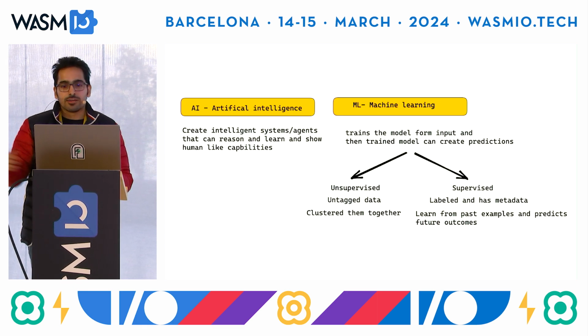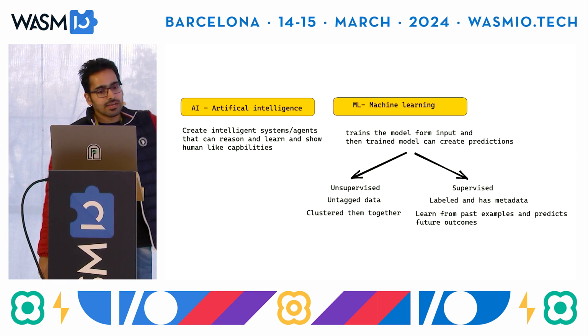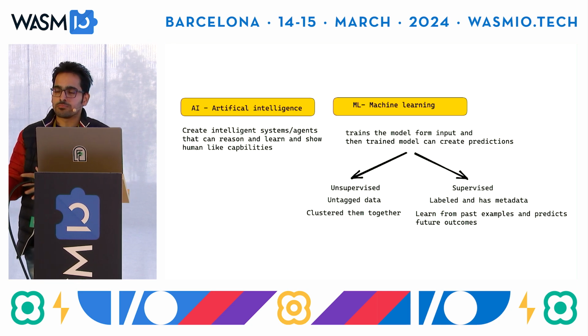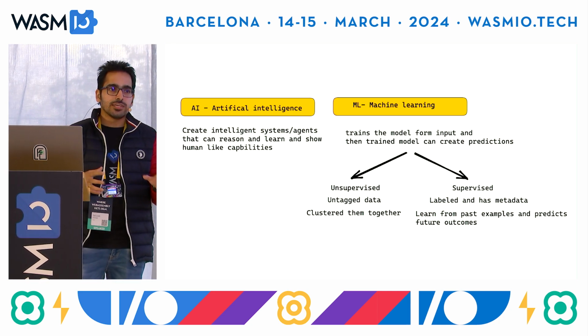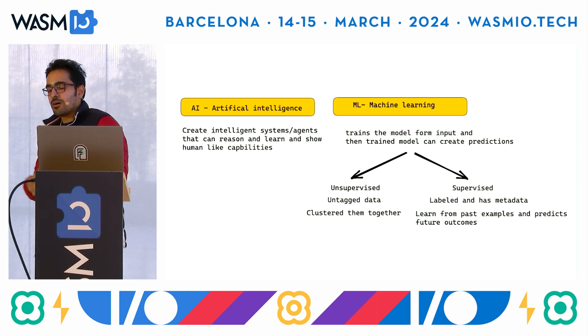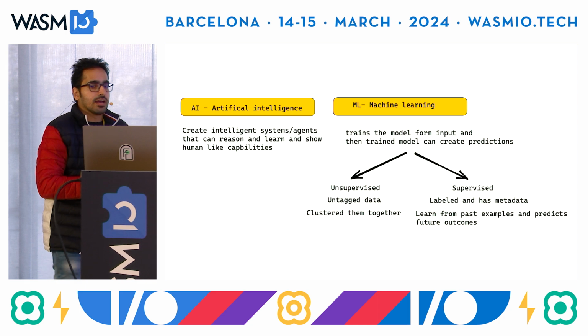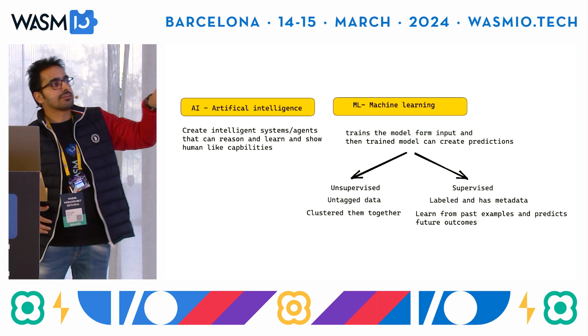Before getting more into the inferencing, there is AI and there is machine learning. In AI, you can think of it in very simple terms as creating intelligent system agents that can reason, learn, and show human-like capabilities. On the other hand, machine learning trains a model from input, and then the trained model can do prediction based on the trained data.